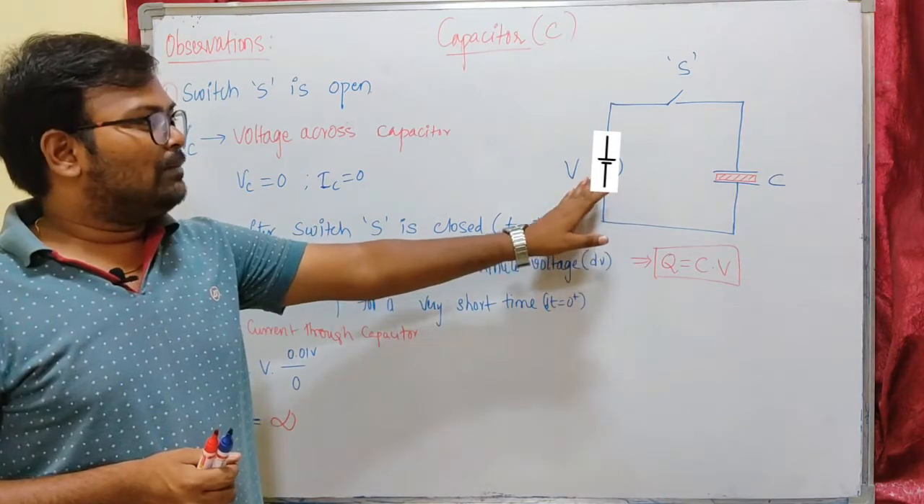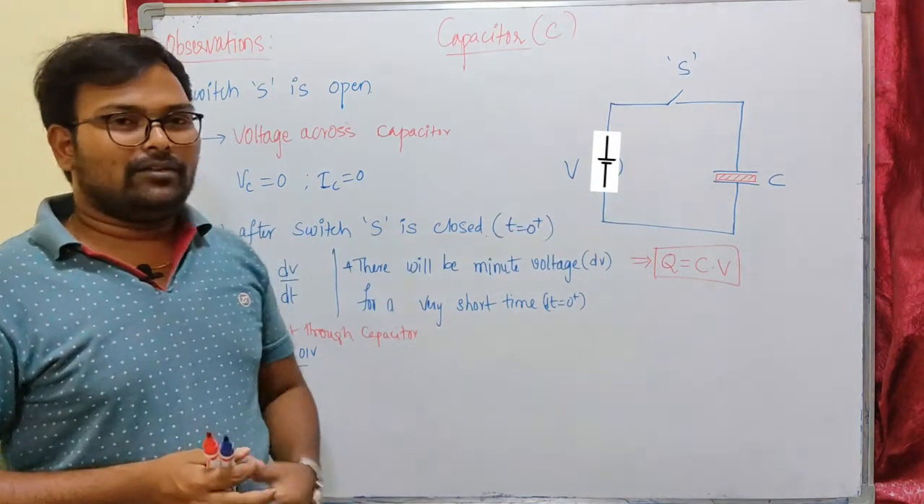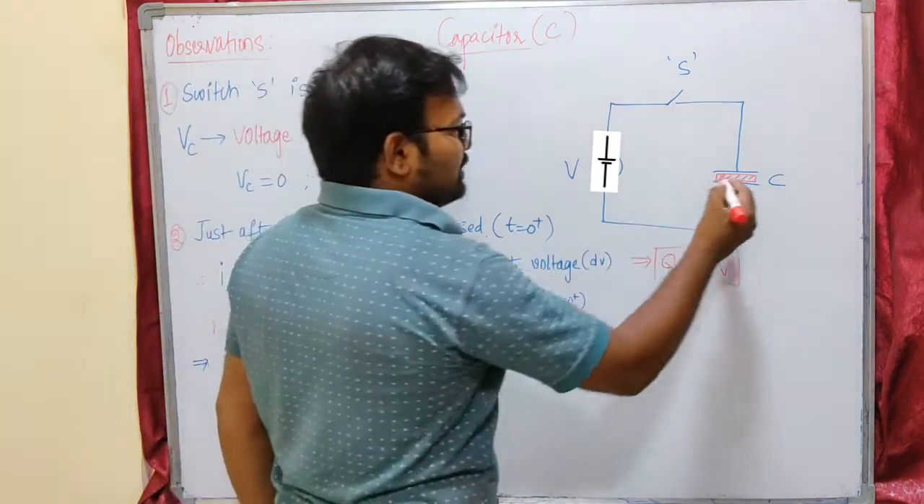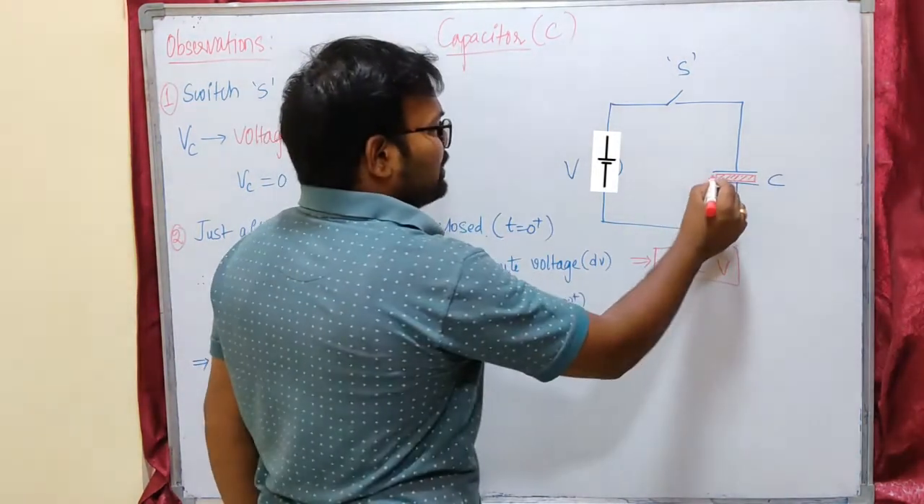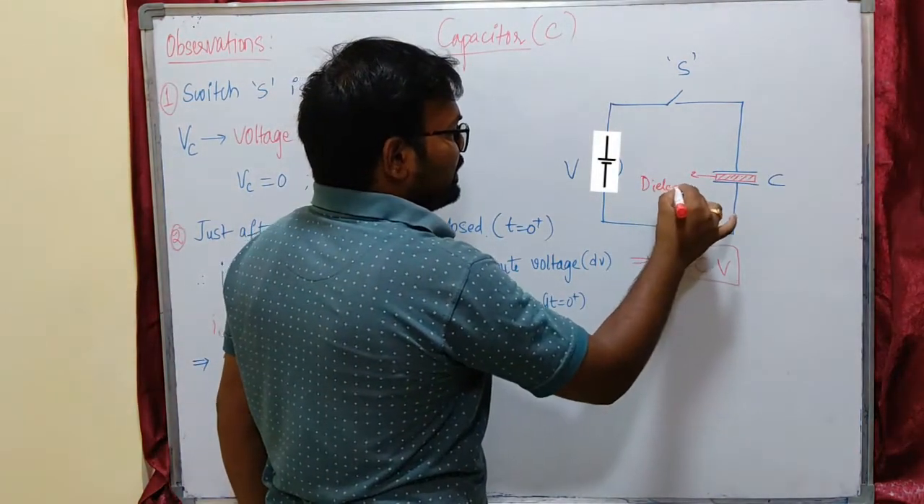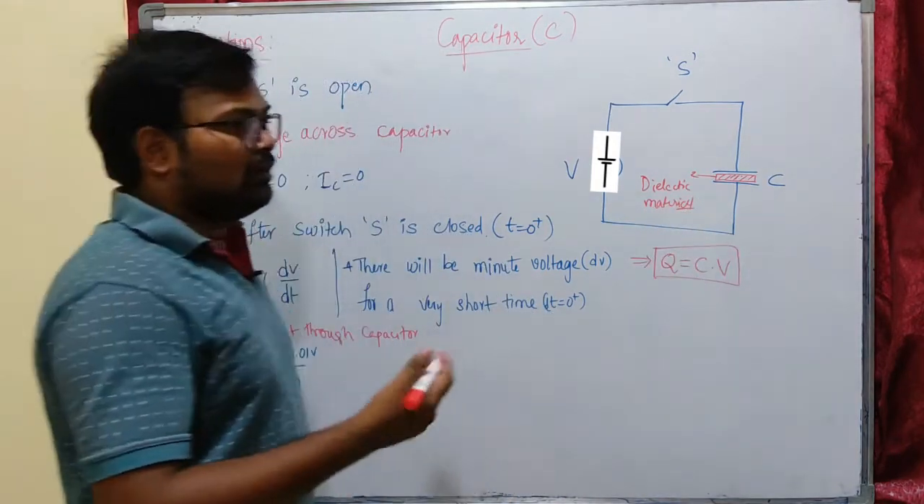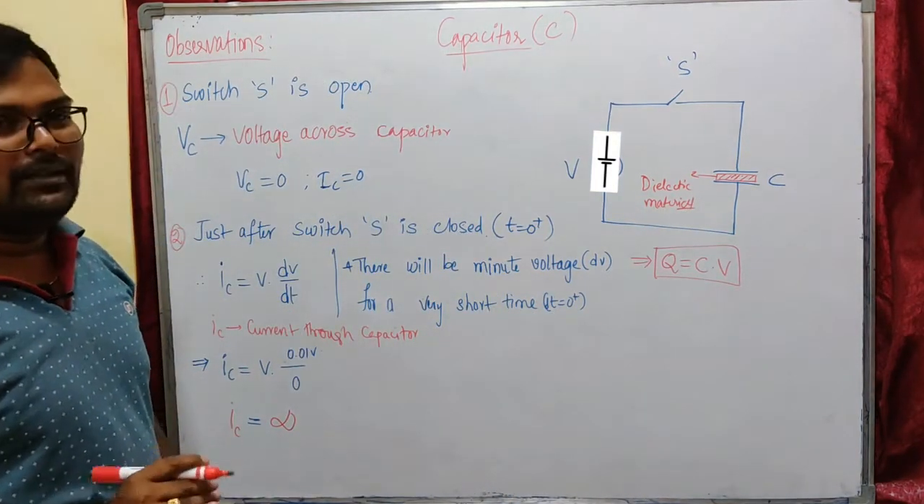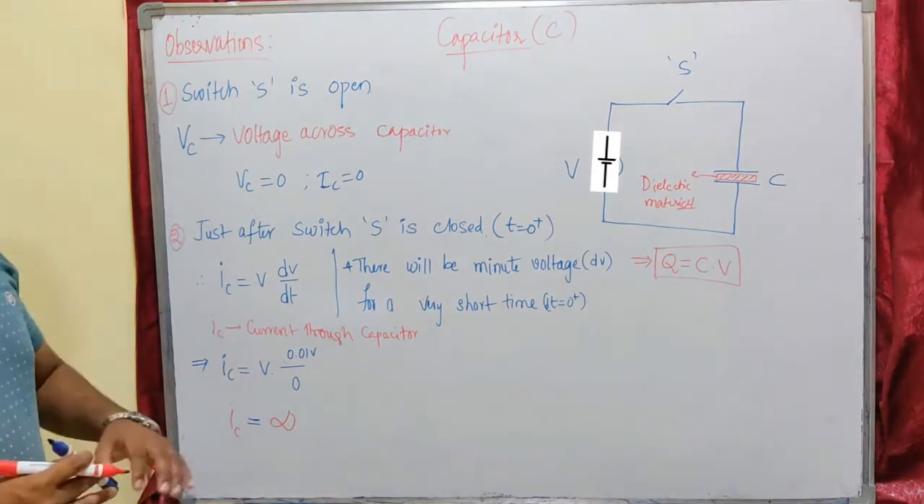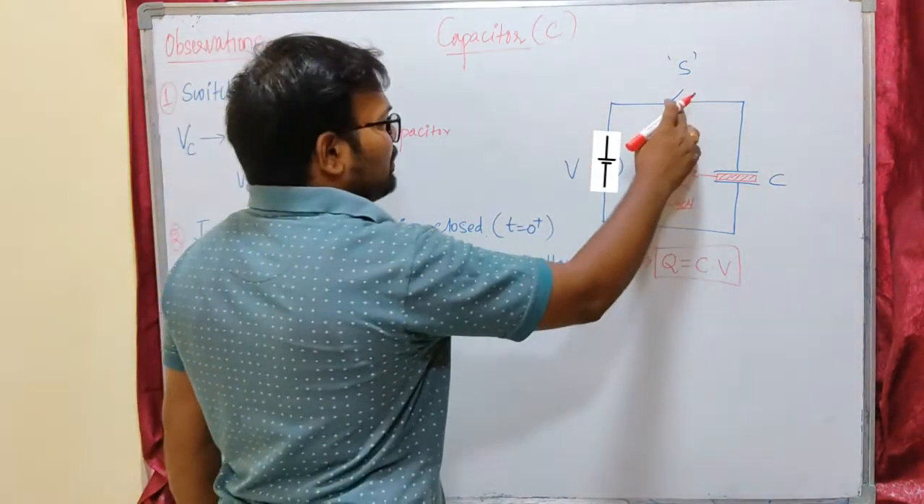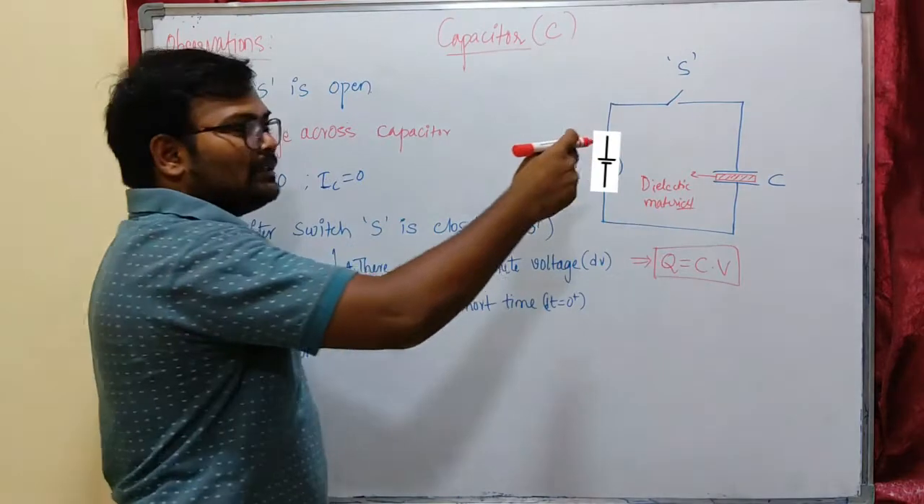Now I am going to apply a voltage of V to our capacitor. You can see this is our capacitor, which is separated by a dielectric material. This red one is the dielectric material. Now what is happening to the capacitor when we turn on the switch? Initially it is an open circuit because we didn't close the circuit, so the current in the circuit is 0.